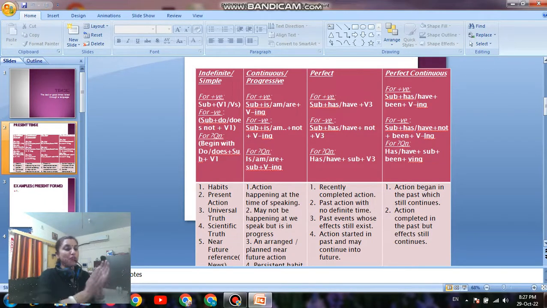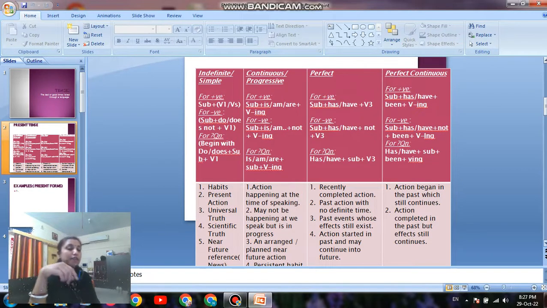Now let's move on to continuous, okay? Continuous, okay, and it has to continue, right? So to show that continuity, you have to use ing. Remember, verb with ing, like go will become going, come will become coming, right? So for positive or affirmative sentences, we will be saying subject plus be form of the verb, in present is, am, are, plus verb ing. So he is coming. Okay, that is present continuous.